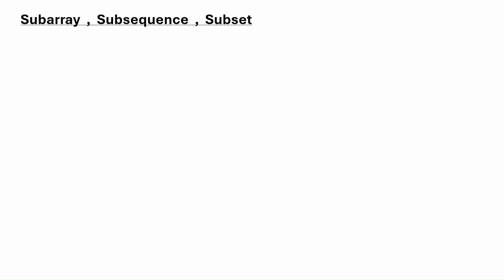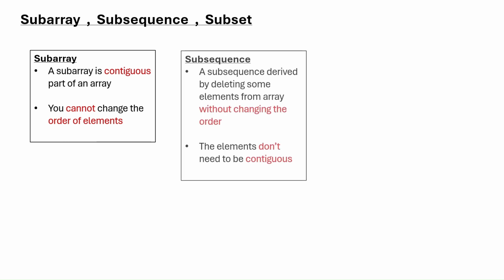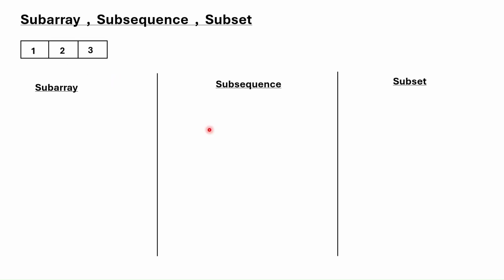So before going to the next question, let us understand the difference between subarray, subsequence, and subset. The subarray is a contiguous part of an array, and you cannot change the order of elements in a subarray. A subsequence is derived by deleting some elements from the array without changing the order, and the elements don't need to be contiguous. And a subset is any possible selection of elements from the array, and in a subset, order doesn't matter.